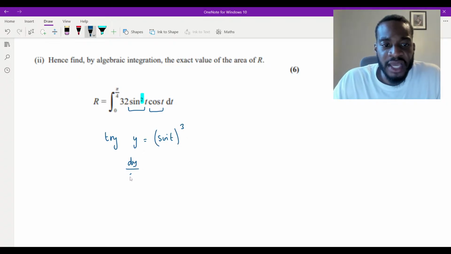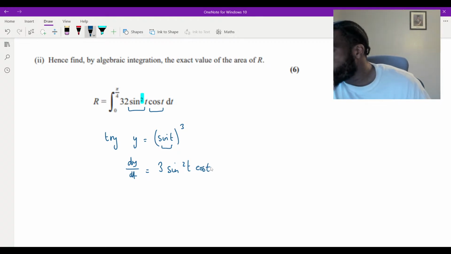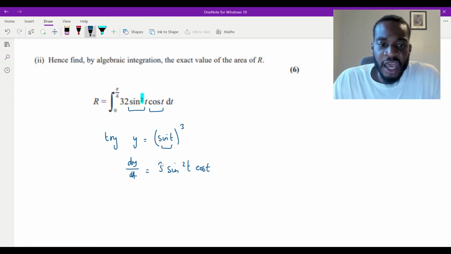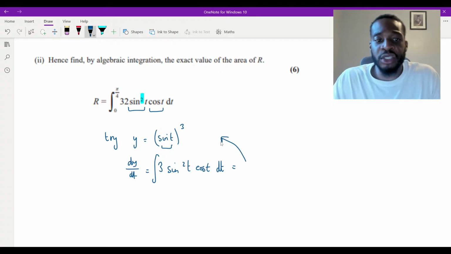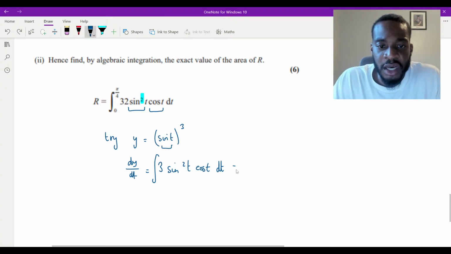If I differentiate that, dy/dt, the 3 will drop to the front. The power reduces by 1, so it becomes sine squared t, and then I times by the derivative of what's inside, which is a cosine. So we get that there. Now, what would I integrate? If I integrated this, we'd get back to the start, because integration and differentiation are reverse processes. So I would get sine cubed t, and I know it's plus c, but I'll leave it off for now. So what we need to integrate is something with a 32.